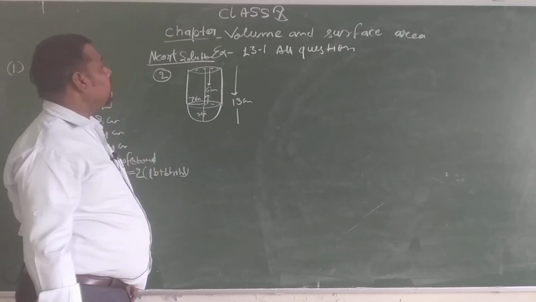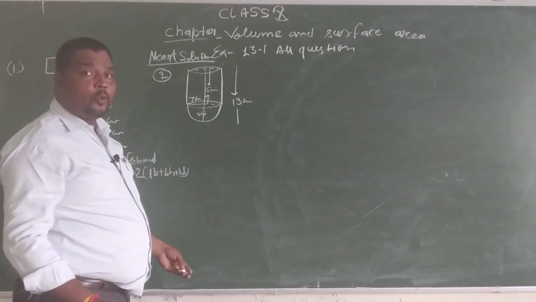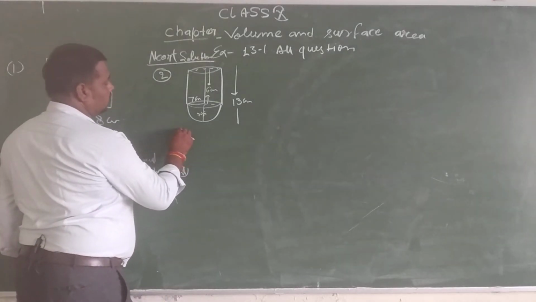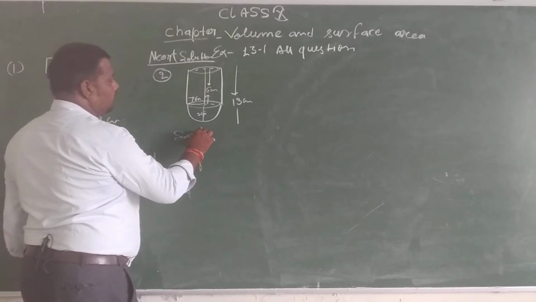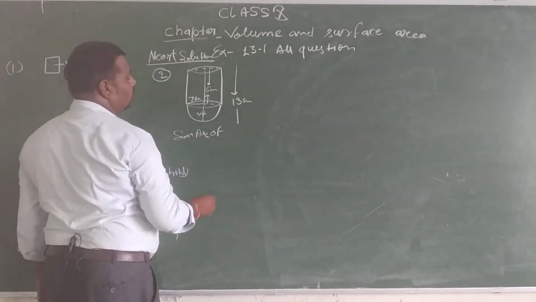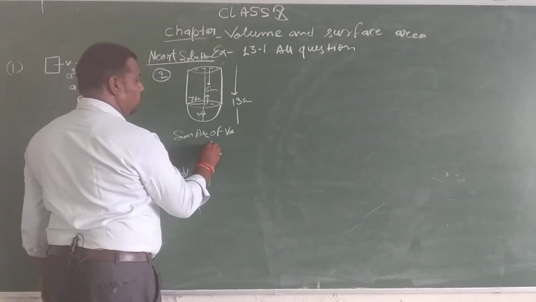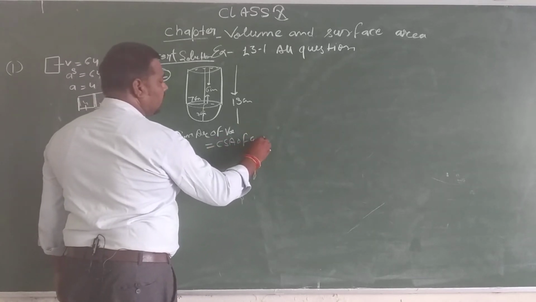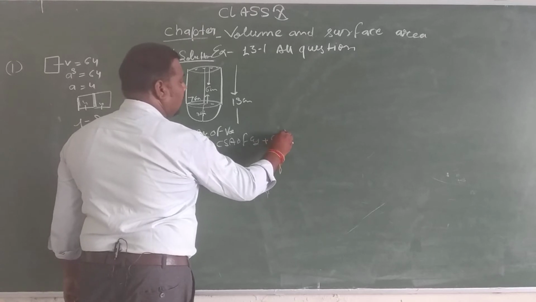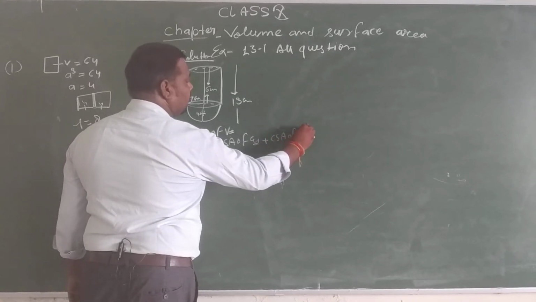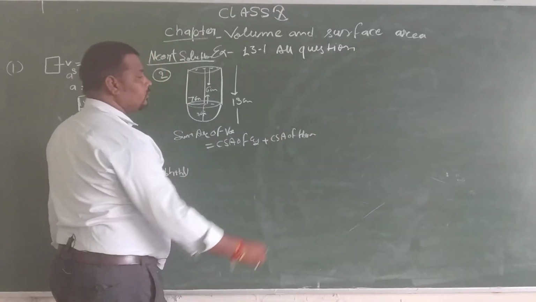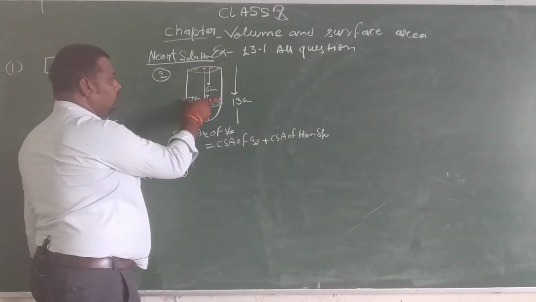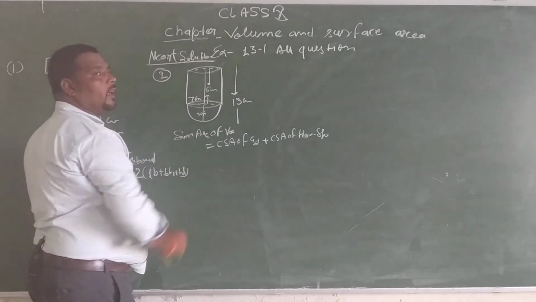So how can we find the inner surface area of vessel? No scooping. So it is very good. Surface area of vessel is equals to CSA of cylinder plus CSA of hemisphere. Got it students? CSA of cylinder plus CSA of hemisphere.